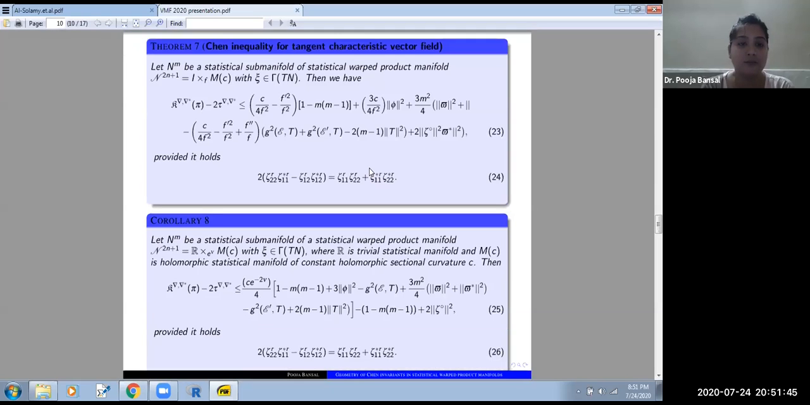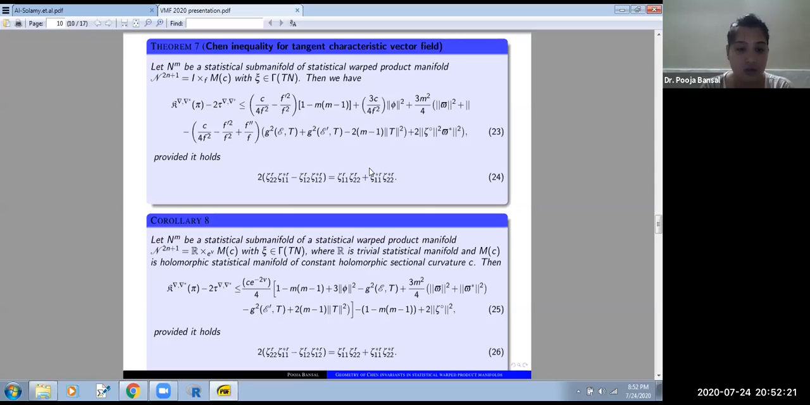So first result is: let N be an m-dimensional submanifold of a statistical warped product manifold M̃ defined by I × M over the warping function f with tangent characteristic vector field ξ. Then the chain inequality is given by equation 23 provided it holds equation 24. Now we have a direct application of this result given in theorem 7. If we take my warping function f to be the exponential function e^μ, then we have a direct consequence of this result given by corollary 8.